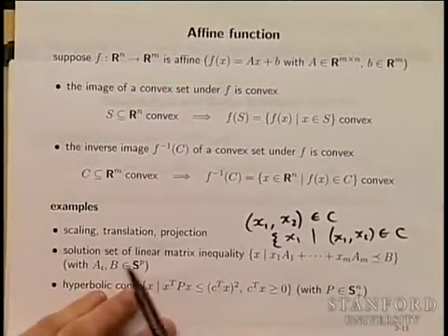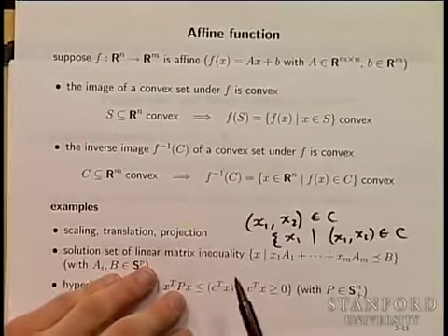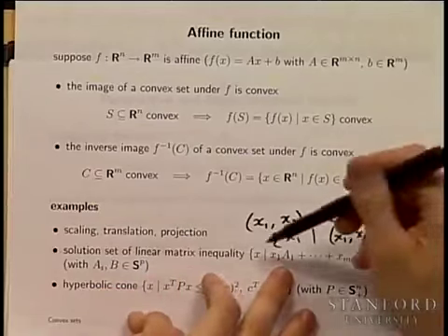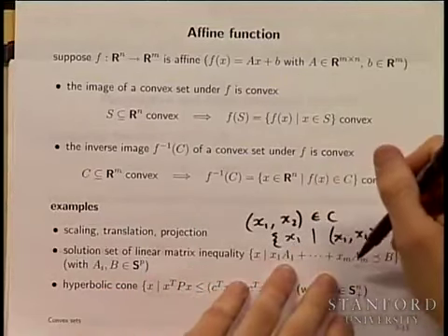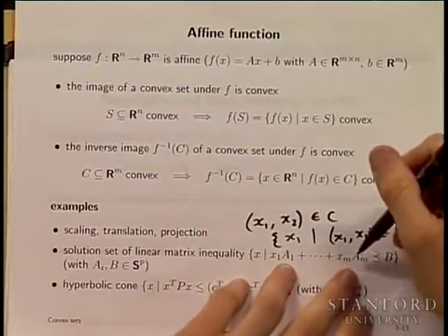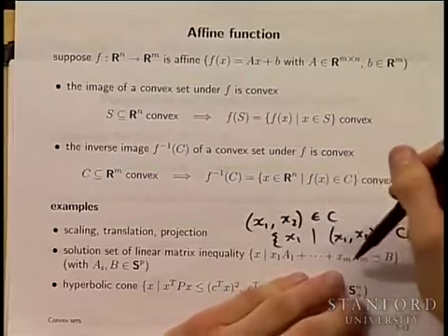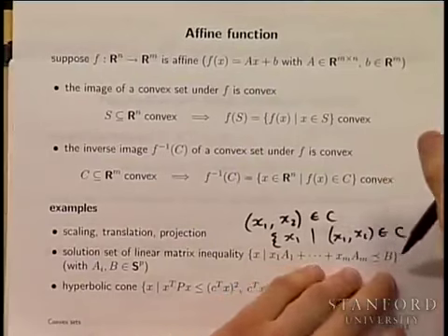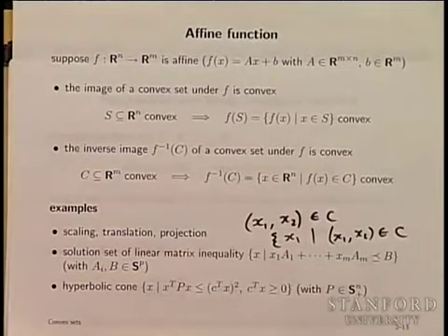Okay. A more interesting one is what's called a linear matrix inequality, or an LMI. And this is actually an affine mapping here. So if we have a set of symmetric matrices Ai, then the set of x where this weighted sum of symmetric matrices in the positive semi-definite sense is less than B, that is also a convex set. Okay, perhaps I'll just talk about that one for a second.